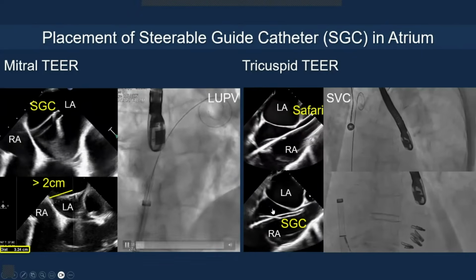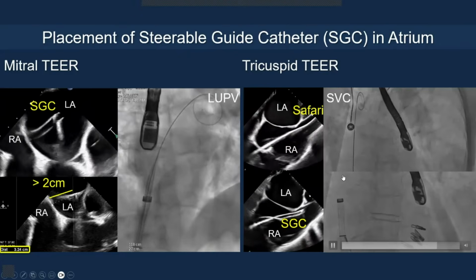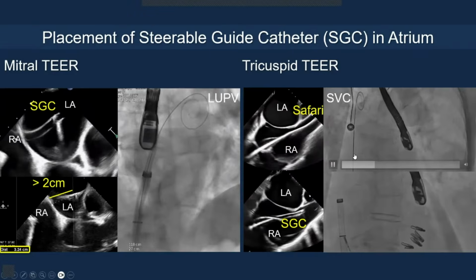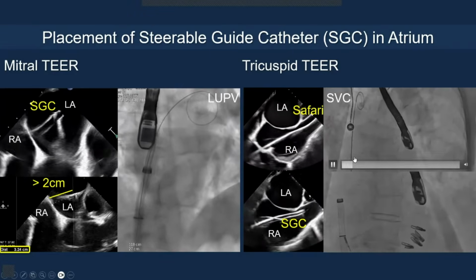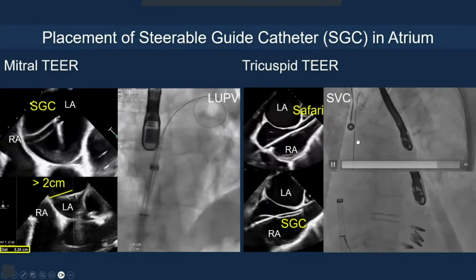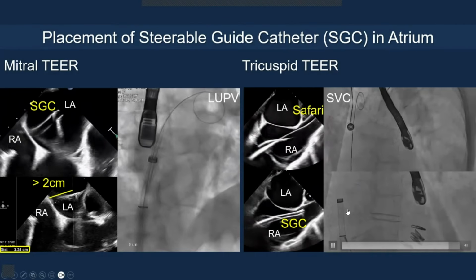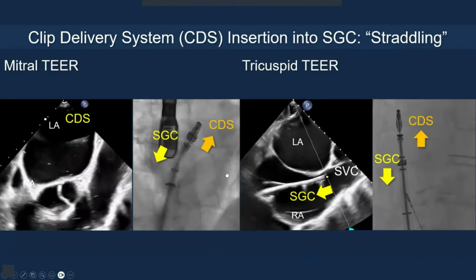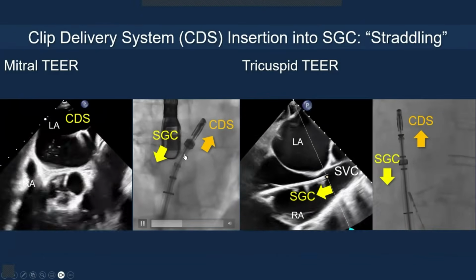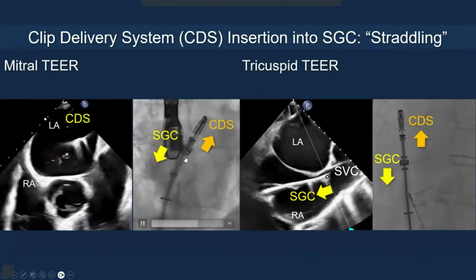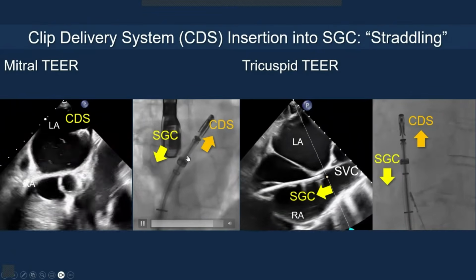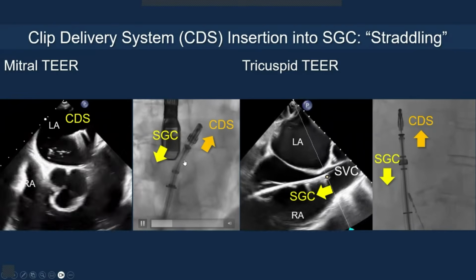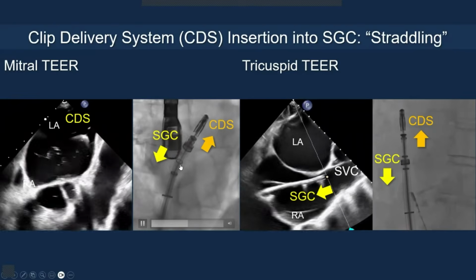Approximately 2 centimeters of the guide should be advanced into the left atrium to avoid popping back into the right. In tricuspid TEER, the stiff guide wire is positioned into the superior vena cava via multipurpose catheter. And then the SGC advances up to the SVC-RA junction with the negative deflection maintained. The CDS, clip delivery system, comprising a steerable sleeve catheter and the clip, is then inserted into the guide and advanced beyond the guide until the 2 radiopaque markers straddle the radiopaque tip marker of the guide.